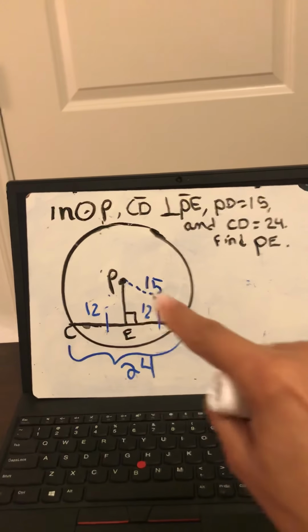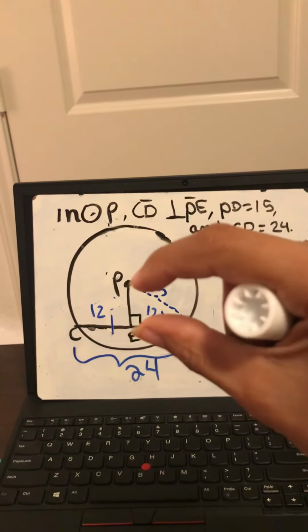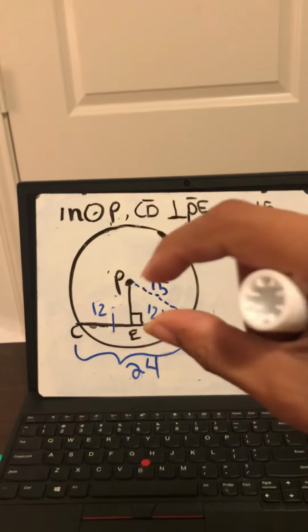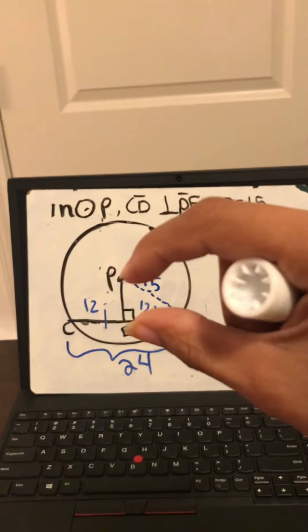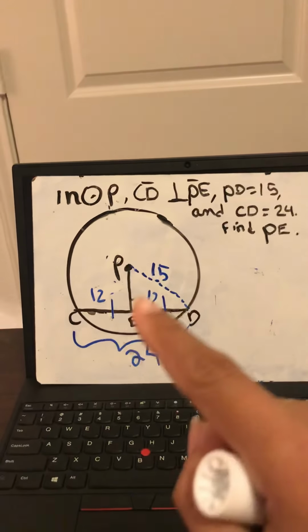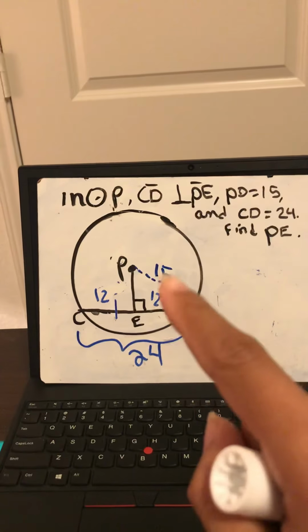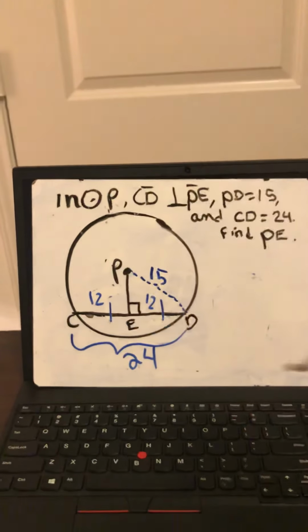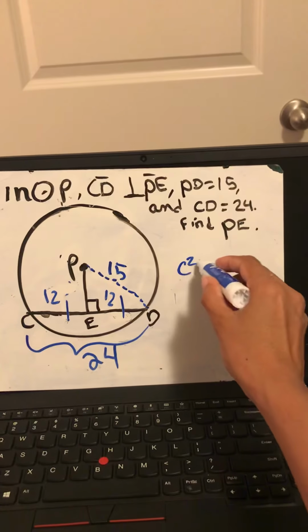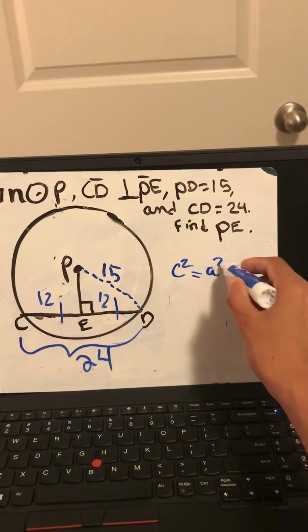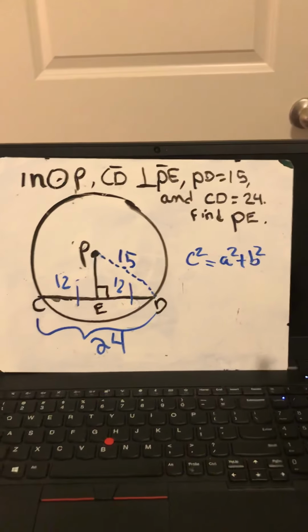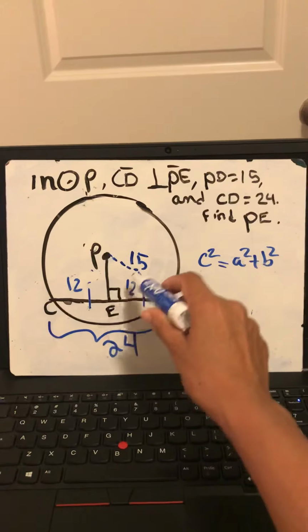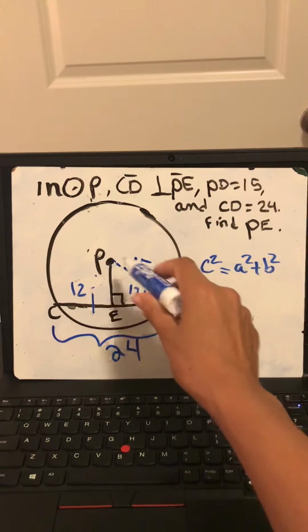I have a right triangle, and that right triangle is going to help me. The Pythagorean theorem is going to help me find the third leg or the third piece. As long as you have two sides of a right triangle, you can use the Pythagorean theorem to find the third side, which is PE. So the Pythagorean theorem says that C squared is equal to A squared plus B squared. Don't forget that your C is always across from, or opposite to, your 90 degree angle.